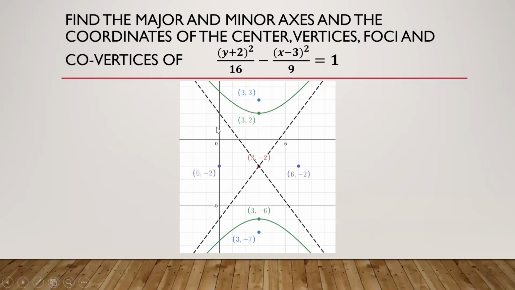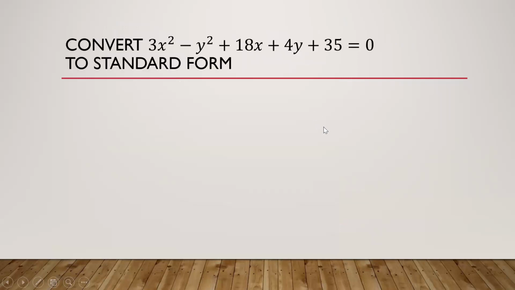So this will be its graph. Next, convert 3x squared minus y squared plus 18x plus 4y plus 35 equals 0 to standard form. First, we have to isolate the constants. Our constant here is positive 35. If we move that to the other side, it becomes negative 35. Next, we rearrange. We group together the x's and the y's.